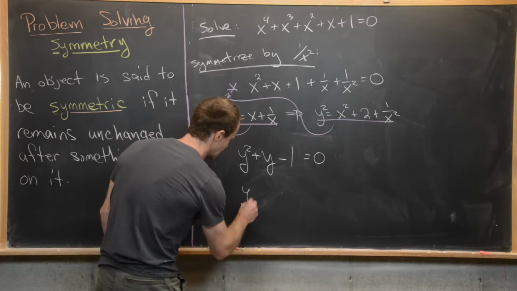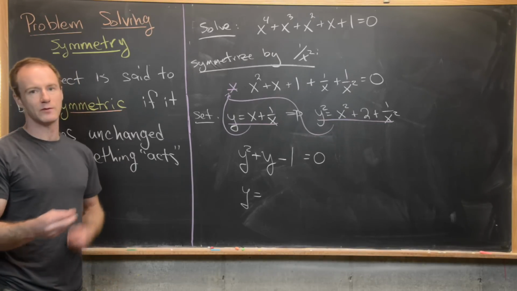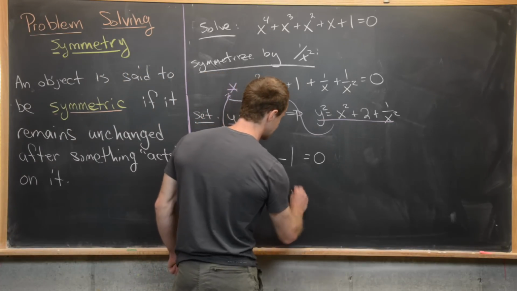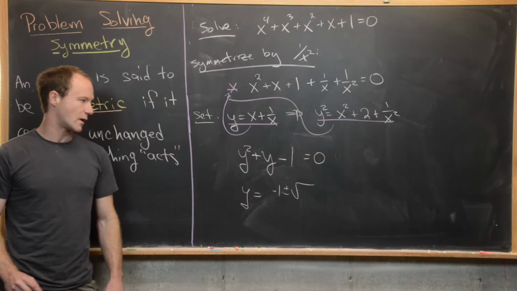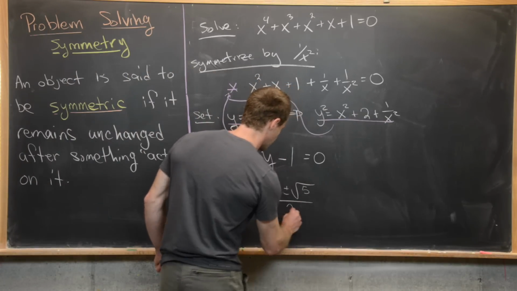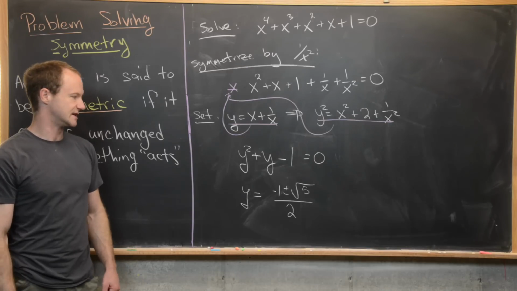So let's do that. So we have y equals, so we can't really factor this very easily, so maybe we'll use the quadratic formula. So negative b, that'll be minus 1 plus or minus the square root of b squared minus 4ac, so that's going to be the square root of 5 over 2. So notice that has something to do with the golden ratio, which is nice.